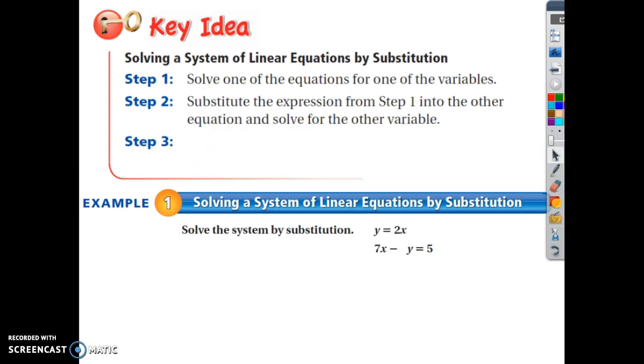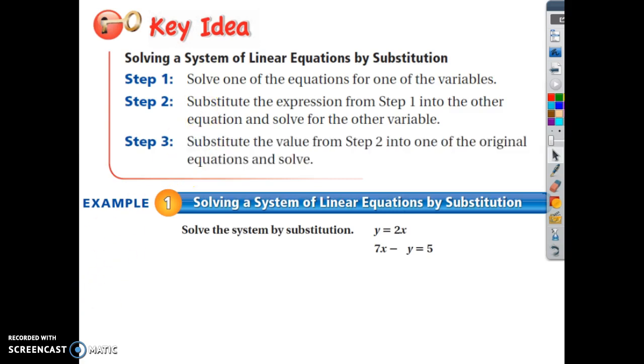Step 2. We're going to substitute the expression from step 1 into the other equation and solve for the other variable. So that means we're going to now replace in our other equation one of the variables with what we've just solved for. And once we've done that, we can then proceed to solve for that second variable. Step 3, we're going to substitute the value from step 1 into one of the equations and solve. So all that means is once you've found one variable, you go back and you find the other.